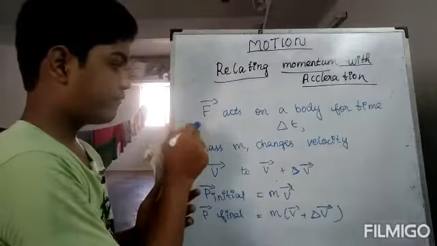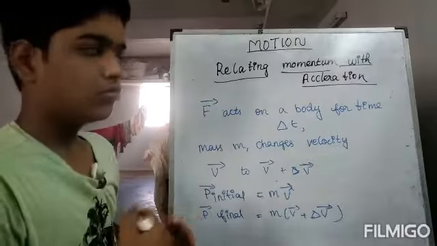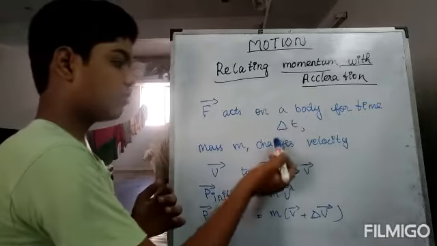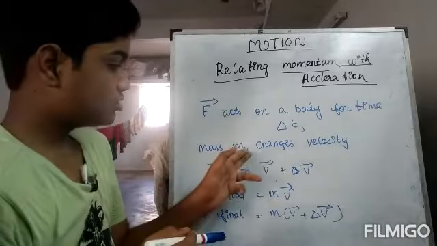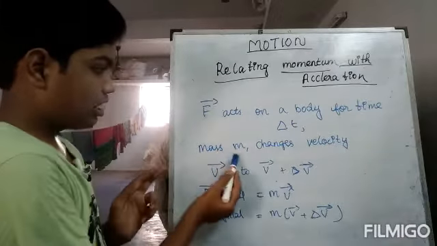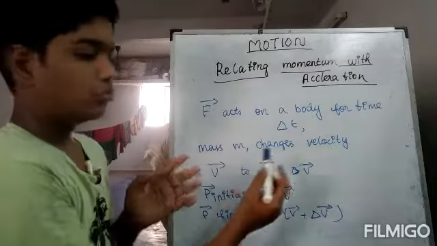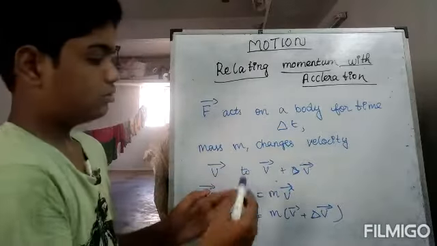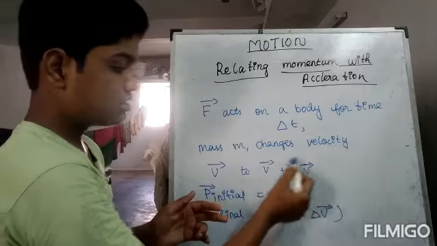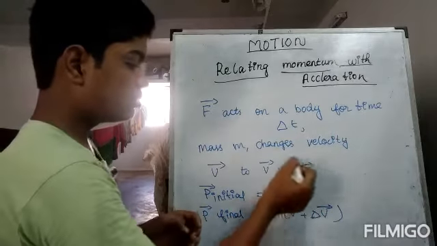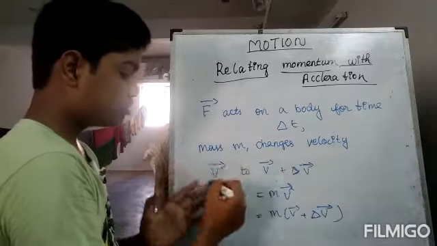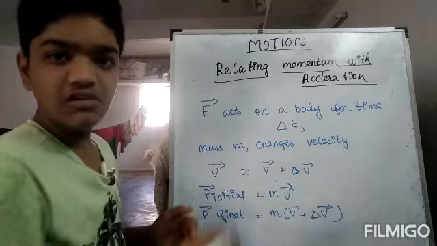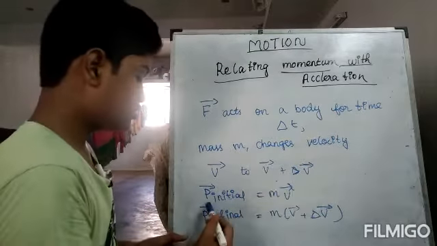Now first we took a force acting on a body for a time del t. Then we took the mass m as constant, and the velocity changes. The velocity changes from v to v plus del v. This is the change in velocity.